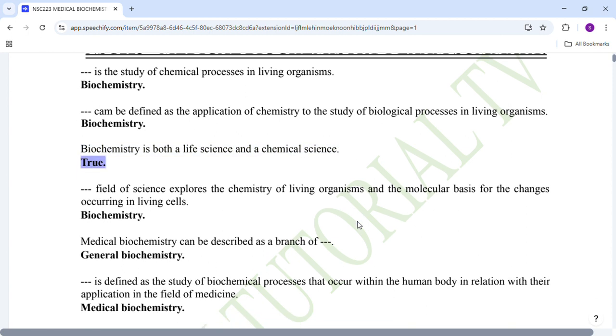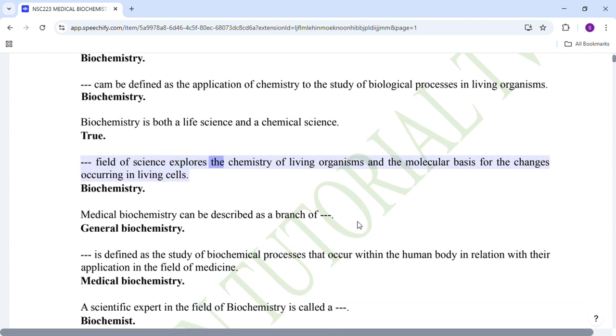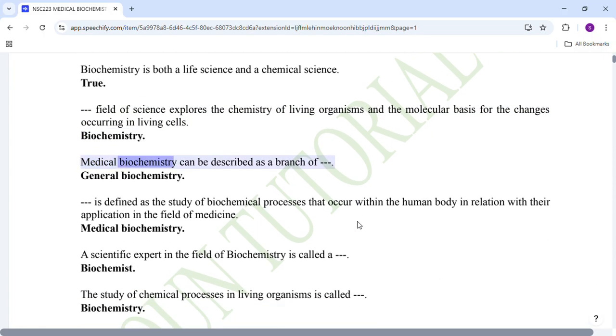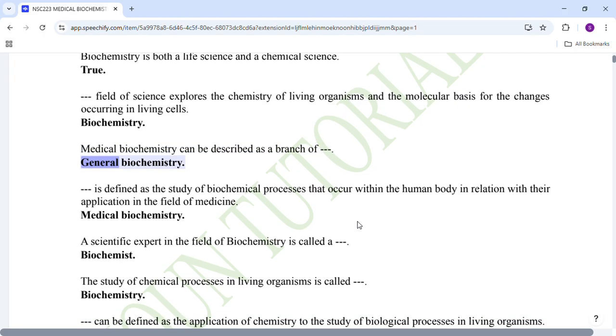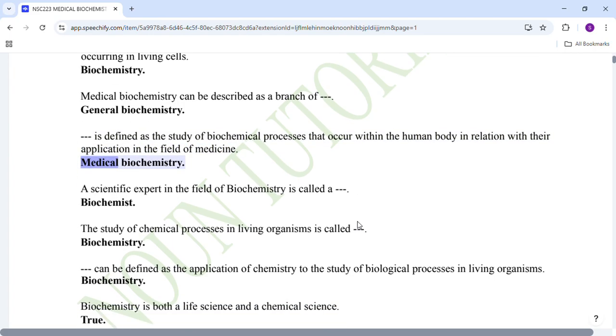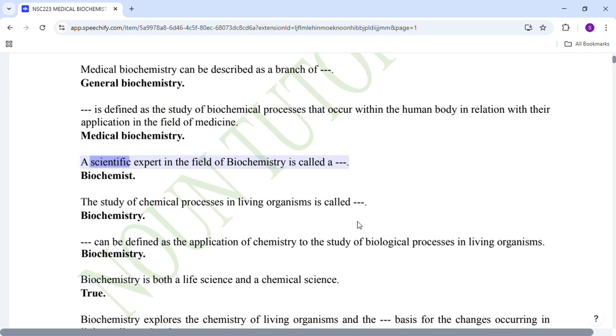True. Biochemistry is the field of science that explores the chemistry of living organisms and the molecular basis for the changes occurring in living cells. Medical biochemistry can be described as a branch of general biochemistry. Medical biochemistry is defined as the study of biochemical processes that occur within the human body in relation with their application in the field of medicine. A scientific expert in the field of biochemistry is called a biochemist.